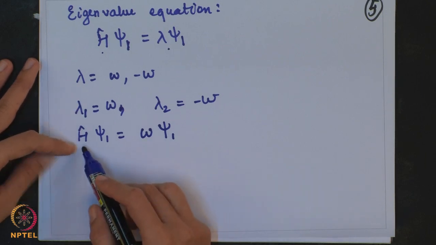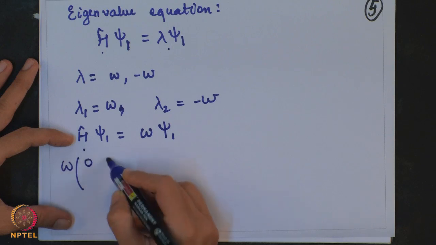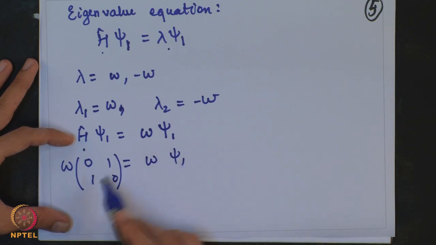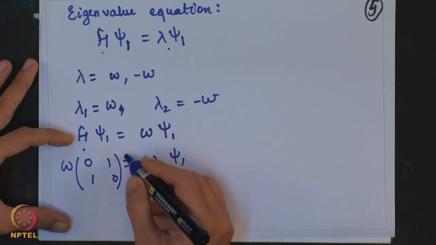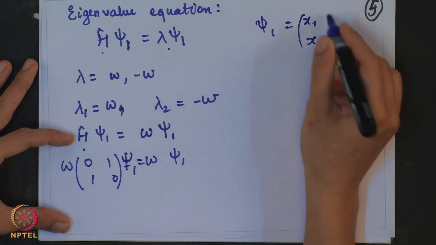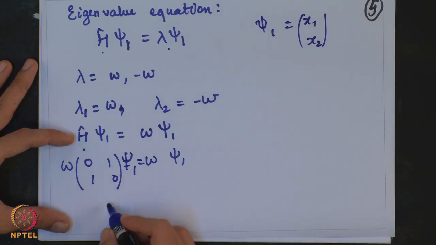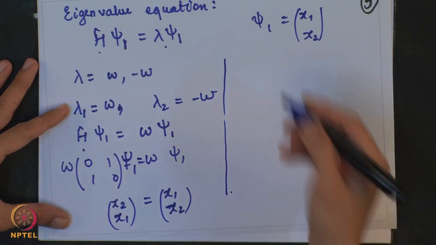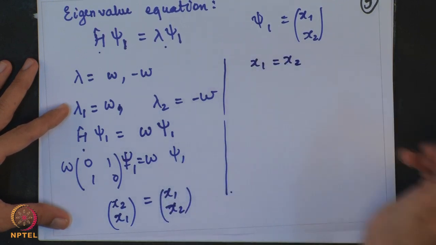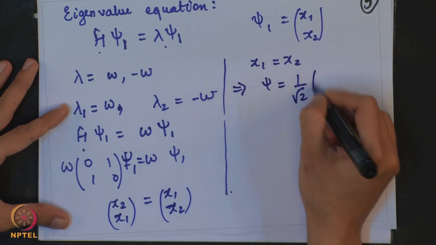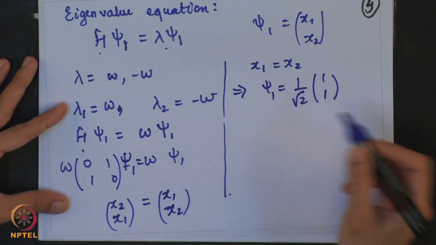Then you know now what operator H is, and omega psi 1. Then you can simply know from here. So, when I do this, I have a psi 1 here. Let me write psi 1 as some x 1, x 2. Then what I get here is x 2, x 1 is equal to x 1, x 2. Simply, let me do it here only. So, x 1 is equal to x 2. This would imply that psi 1 is 1 by root 2 times 1, 1. It is very simple to see that your psi 1 is nothing but 1, 1.